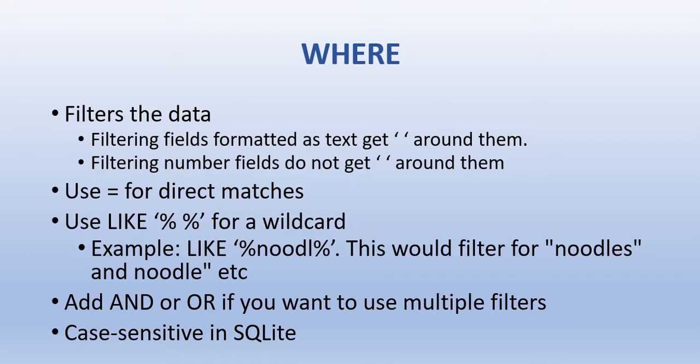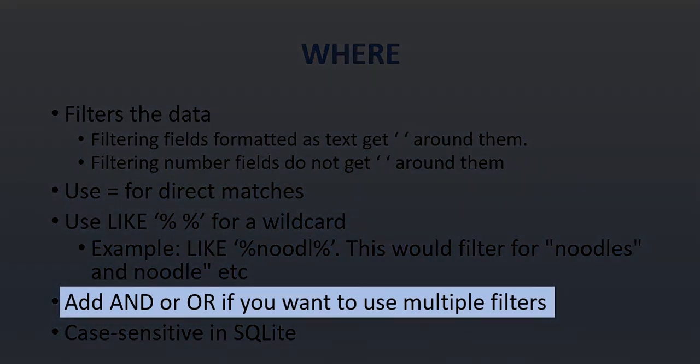And here's an example. If I were to type in where like, then single quote, percent sign, N-O-O-D-L, percent sign, single quote. This would filter for noodles or noodle or any other format of N-O-O-D-L, noodling, etc. And we can have multiple filters by adding an and or an or.